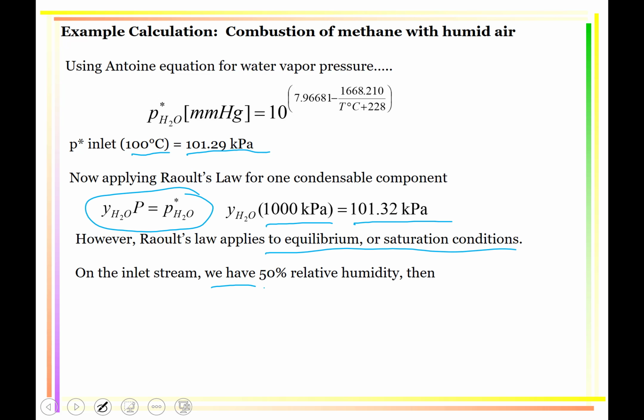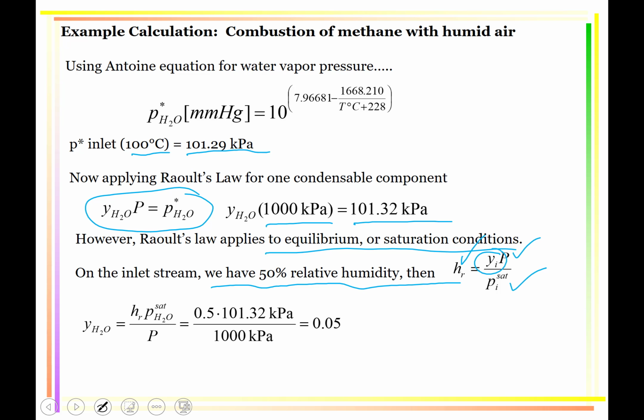So since we specified that we have 50% relative humidity, let's use our relative humidity equation. We know the P, we know the PSAT, 101.32, and we know this. So now we'll find our mole fraction, and it turns out that our mole fraction is 0.05. So our inlet stream has 5 mole% water.